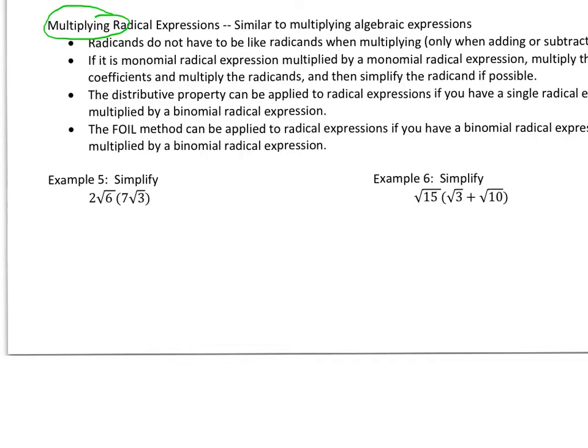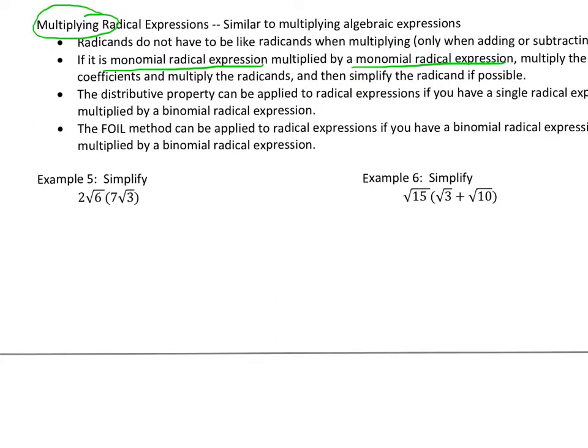And just like there's a couple rules with adding and subtracting radicals, multiplying radicals has a very simple rule that we must follow. Now the nice thing is radicals do not have to have the same radicals to be able to be multiplied. All right? Only when you add and subtract do you have to worry about that. But when it is a monomial radical expression multiplied by a monomial radical expression, then we want to multiply the coefficients and multiply the radicals respectively.